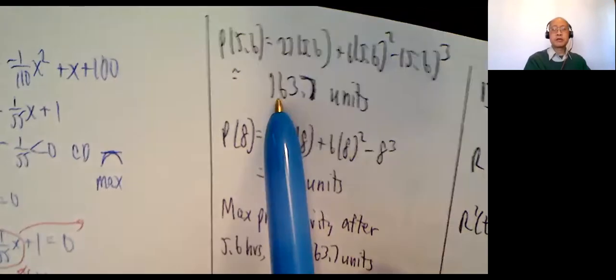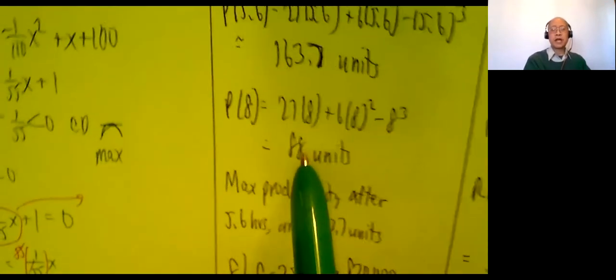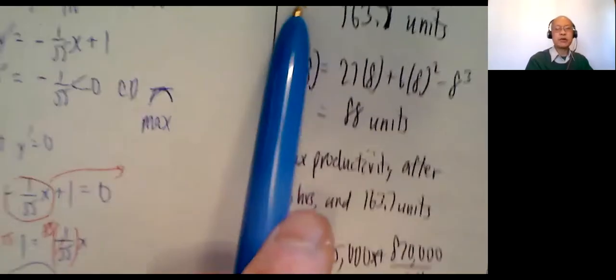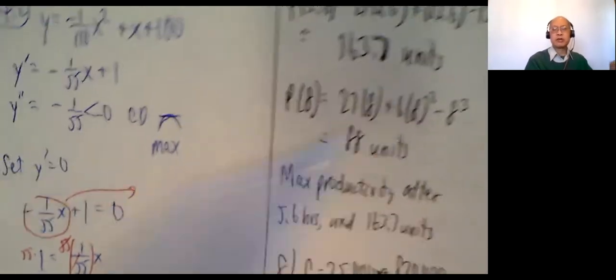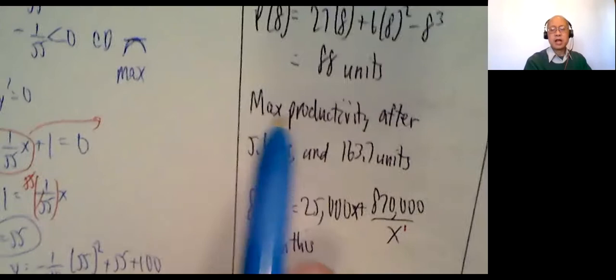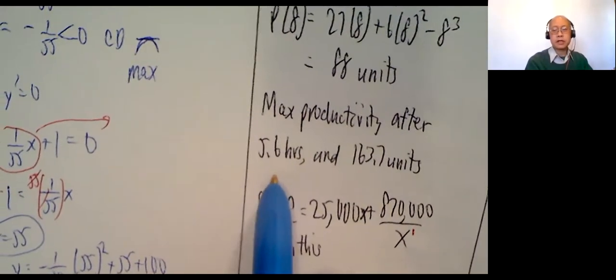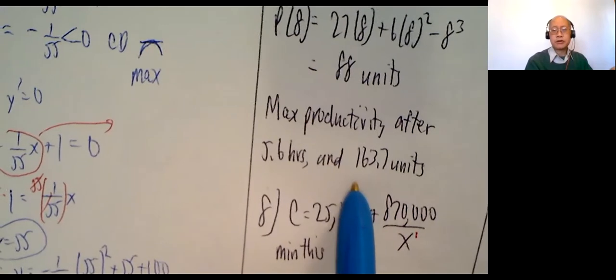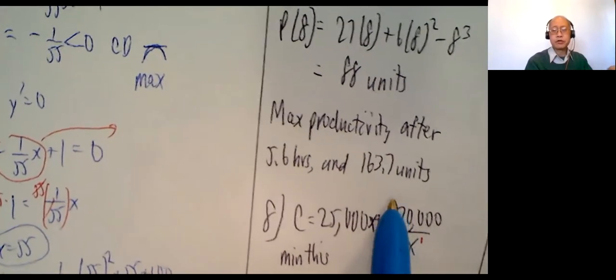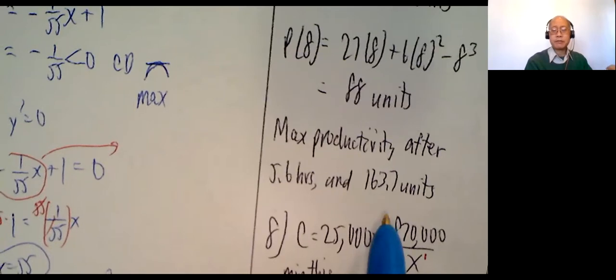Critical point was 163.7, and the endpoint was 88. So the minimum, which they didn't really ask for, but the minimum was 0, which again makes sense. The maximum occurs at 5.6, which is 163.7. Okay, so final answer, maximum productivity after 5.6 hours on the job, and you produce 163.7 units. So you're more productive at that particular time.